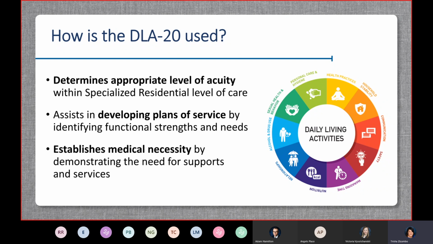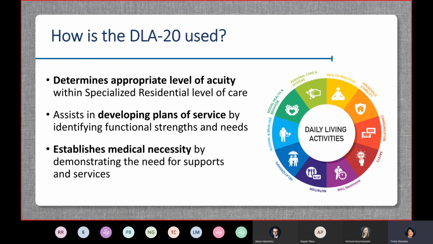I'm going to talk to you a little bit about how we're using the DLA 20 in general, and then I'm going to give some special attention to specifically how we're using DLA 20 within the specialized residential level of care. As you probably know, and as you're probably particularly interested in at this point, we're using DLA 20 within specialized residential to determine the level of acuity that an individual presents with.